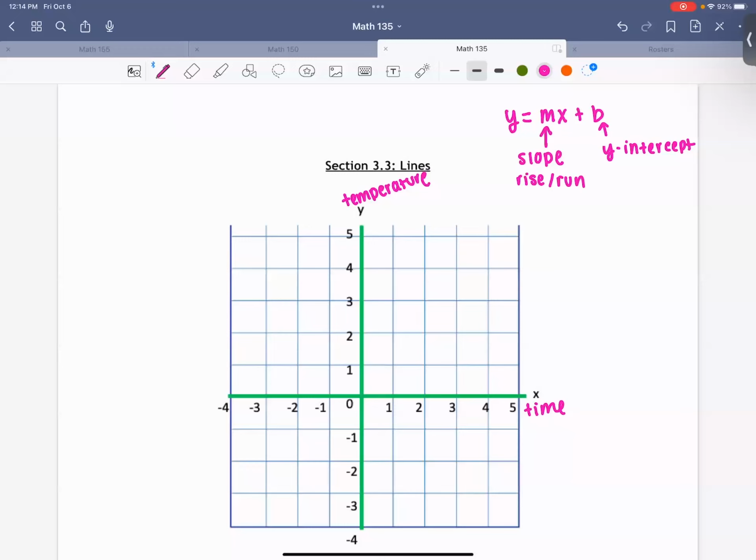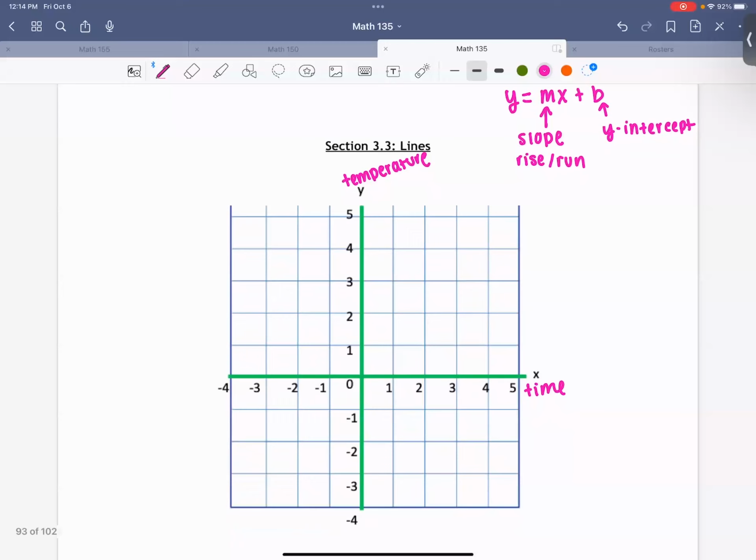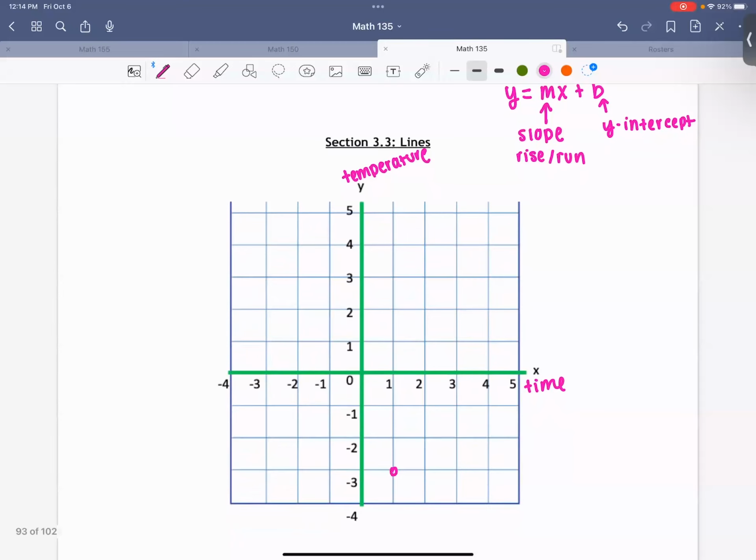Okay, so what I'm gonna do is plot 2 points here. I'm gonna plot the point 1, -3, and I'm gonna label it 1, -3. I'm also gonna plot the point 4, 2. And since we're talking about lines, maybe I should draw a line through it. I know if I didn't have my iPad, I wouldn't be able to draw a line that straight.